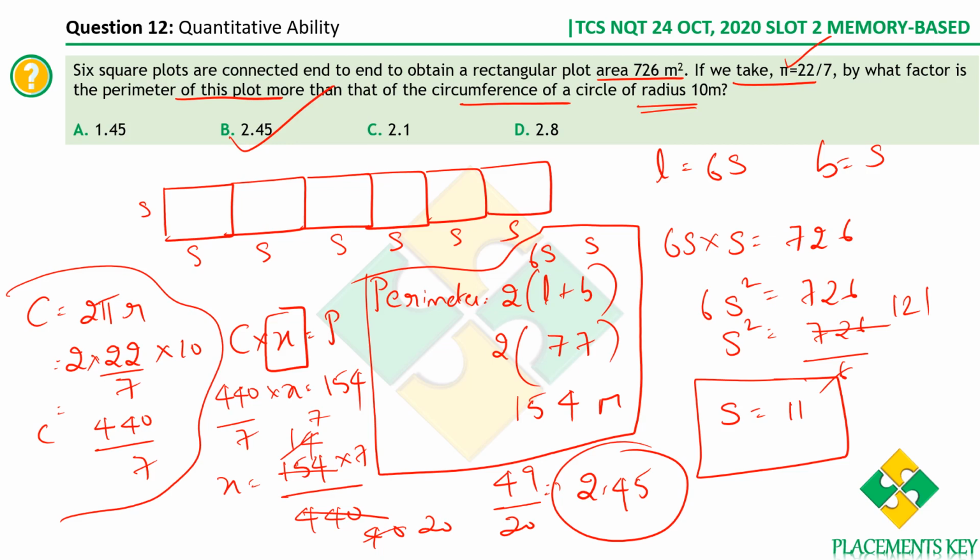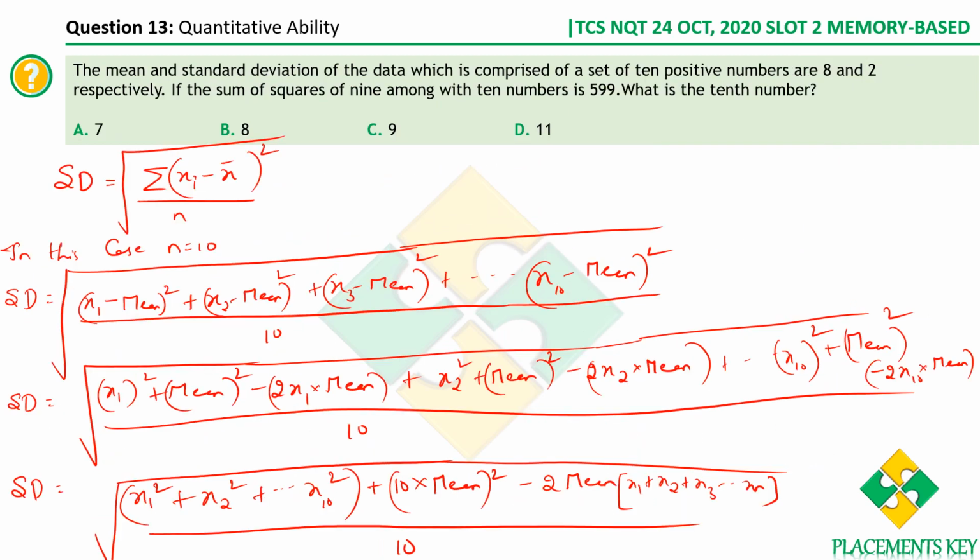I hope this question is clear to everyone. So first we have found out the perimeter of the rectangle, then we have found out the circumference of the circle, then we have found out the multiplying factor, which is 2.45. Yeah, let's move on to the next question.